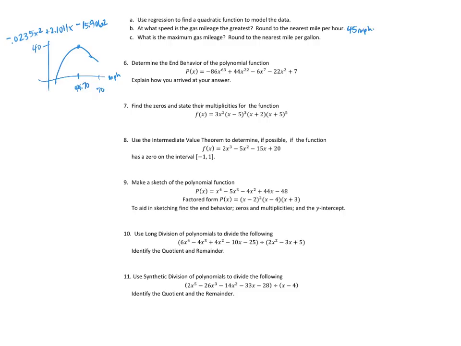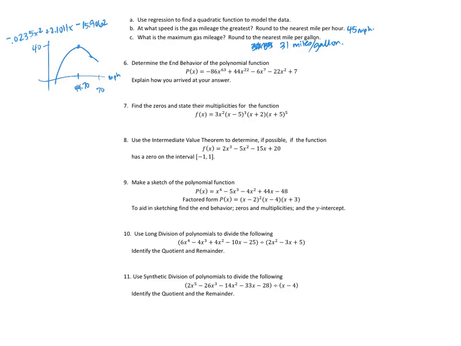And then what is my maximum gas mileage? I look just for the y coordinate of that. It's 31.05. Oh, round to the nearest mile per gallon. So 31 miles per gallon. Okay. Determine the end behavior of that polynomial function and explain how you arrived at your answer.